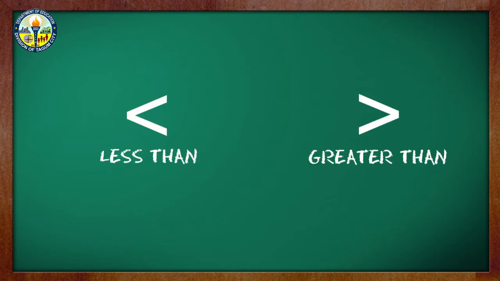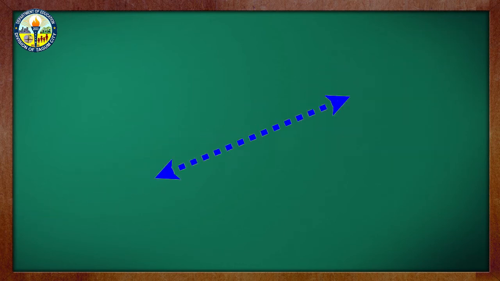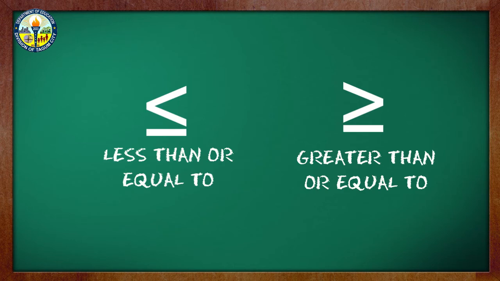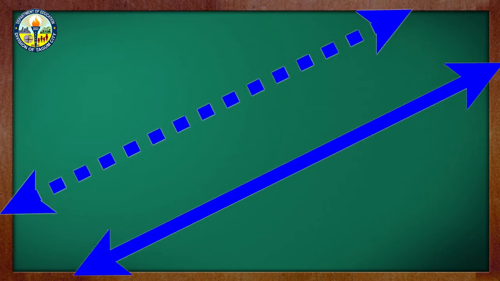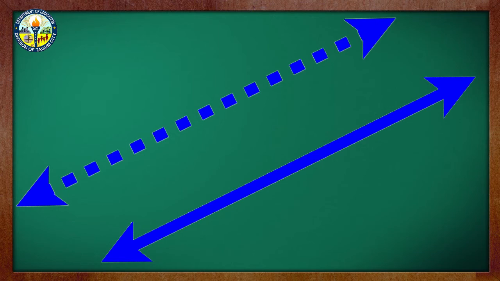Fourth, determine what line is to be used as the border. Take note, if the given inequality has a less than or greater than symbol, use a dashed line. If the given inequality has less than or equal to or greater than or equal to, use a solid line. So, what shall we use? Dashed or solid?